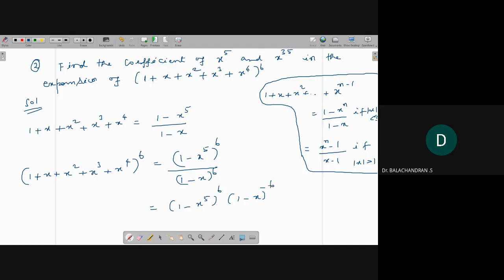So you have the formula, that is 1 minus x whole power n. Okay, for the first one, you should use the formula 1 minus x whole power n. For the second one, you should use the formula 1 minus x whole power minus n. I think already you know, and also I gave the formula in the first slide. Okay, so using that formula, I'm going to write the expansion. Okay, I will go to the next slide.